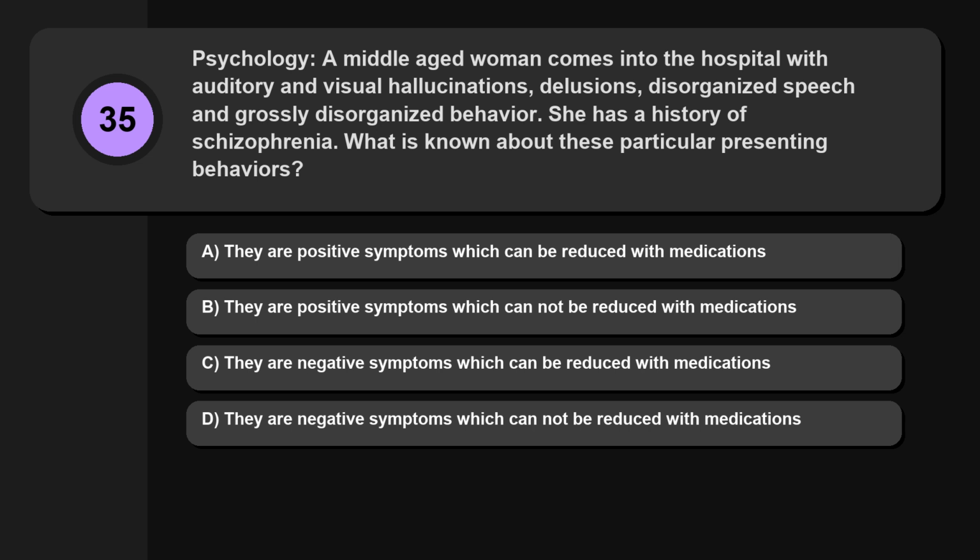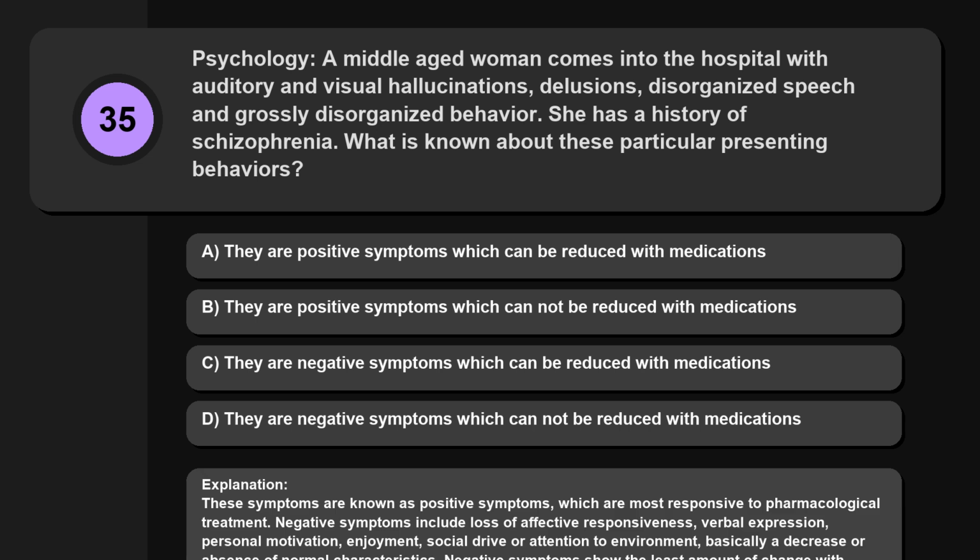Option A. They are positive symptoms which can be reduced with medications. Option B. They are positive symptoms which cannot be reduced with medications. Option C. They are negative symptoms which can be reduced with medications. Option D. They are negative symptoms which cannot be reduced with medications. The correct answer is option A.